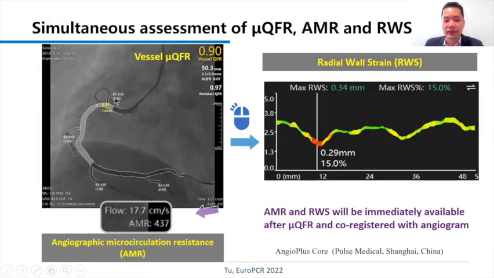In a single view, you can obtain the mu QFR, and at the same time, if the image quality is good, you get a radial wall strength to suggest the vulnerability of the lesion, the plaque behind the lesion. Meanwhile, in the computational QFR, we have the angiographic microcirculation resistance called AMR. It is calculated by the distal pressure divided by the flow velocity, so it's similar to the Doppler wire-based microcirculation resistance.